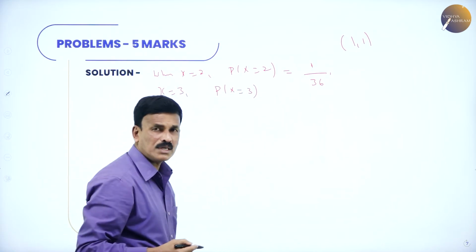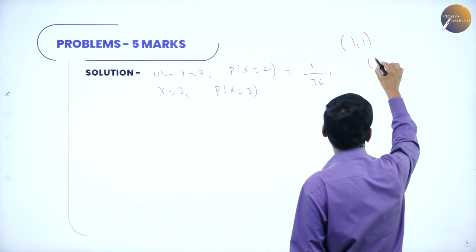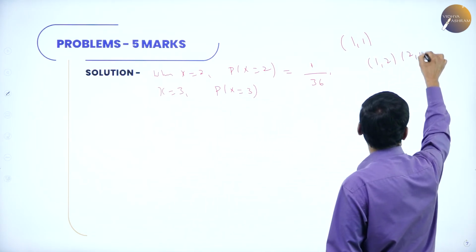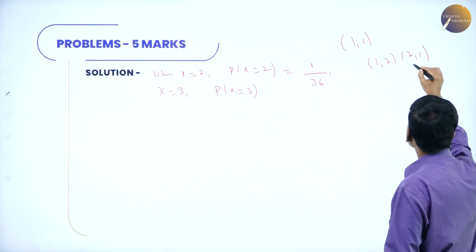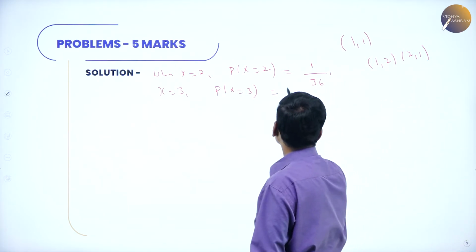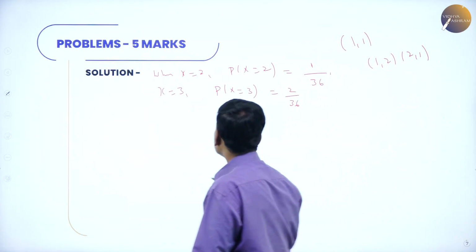Getting the sum as 3, the possible events are (1, 2) and (2, 1). 1 plus 2 is 3, 2 plus 1 is 3. So there are two events. This is 2 by 36.